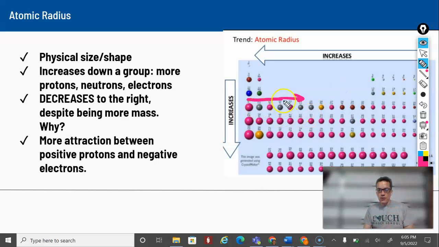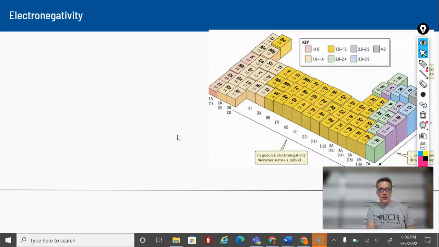But that last shell, remember that all of these would have the same number of electron shells. It's just that as you get more and more electrons, that shell gets closer and closer in, and it doesn't take up quite as much space. So this is the one that's a little bit hard to remember because you just think they would get bigger as we go across. The second one is about electronegativity.